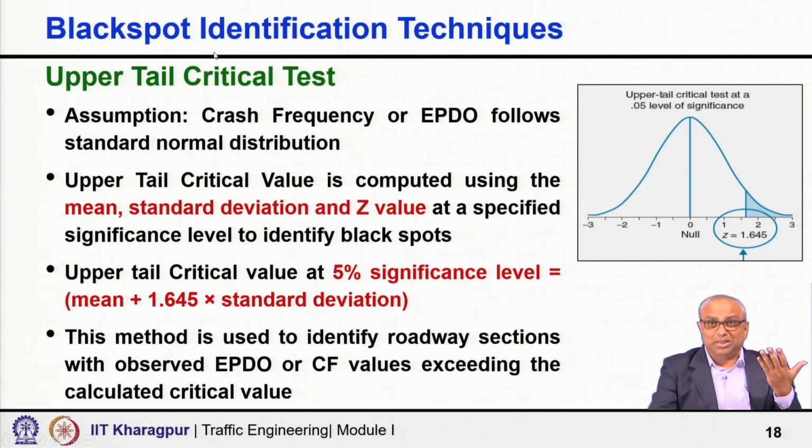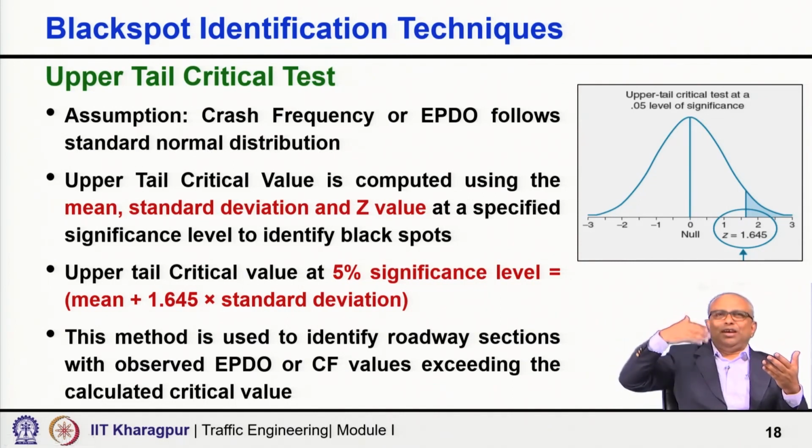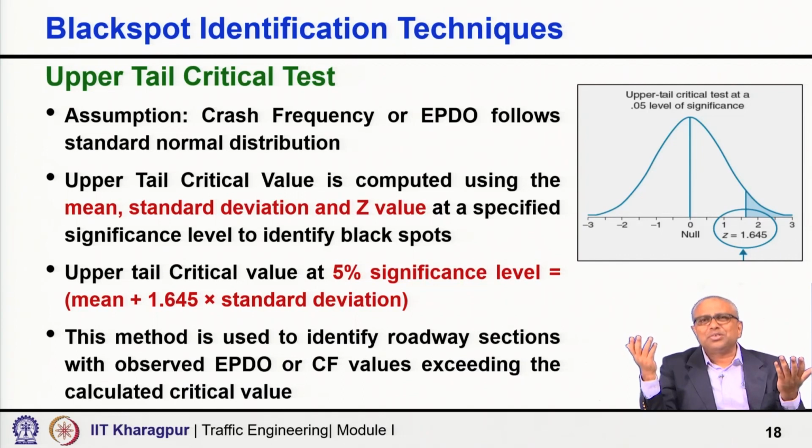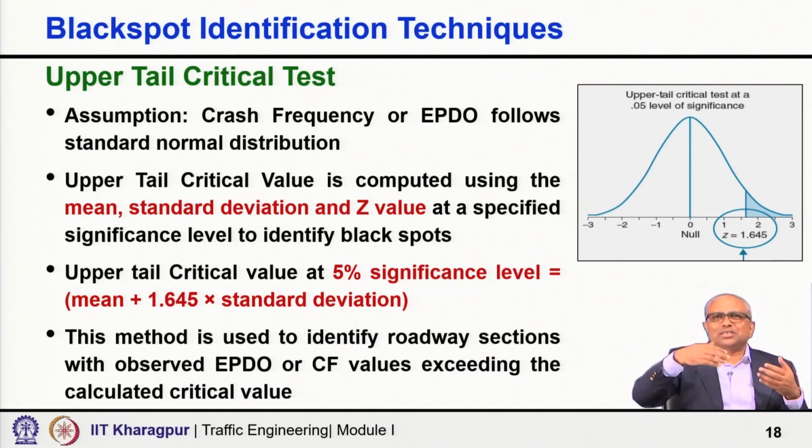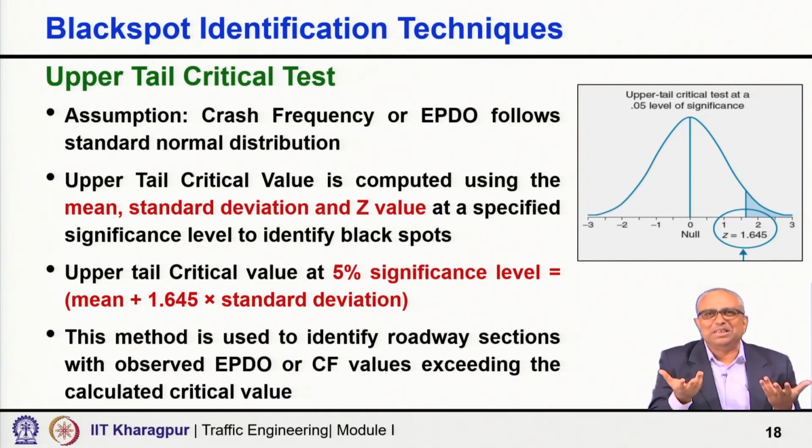One more method that is also used, quite acceptable, even I will say more scientific, is the upper tail critical test. What is the assumption here? The crash frequency or EPDO values follow a standard normal distribution. Every segment you take, the number of crashes or even the EPDO values, it is assumed that obviously it is expressed as a random variable, right.